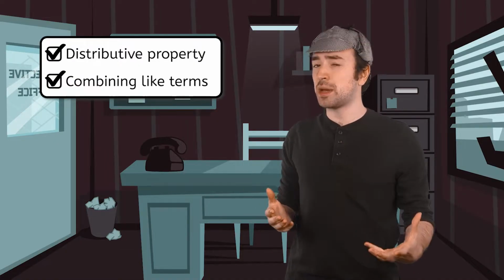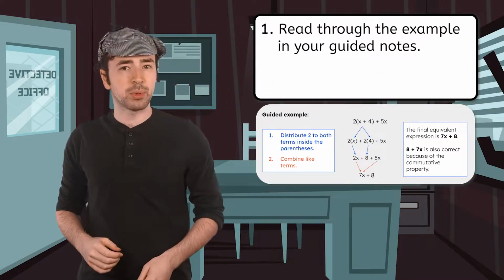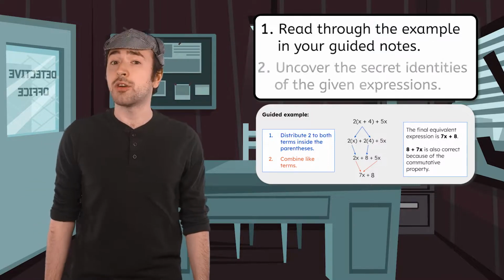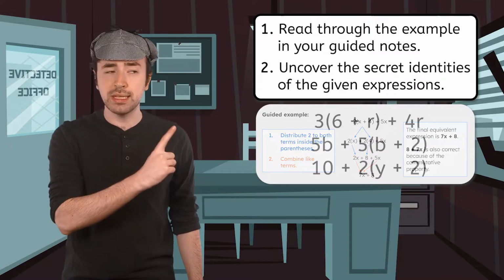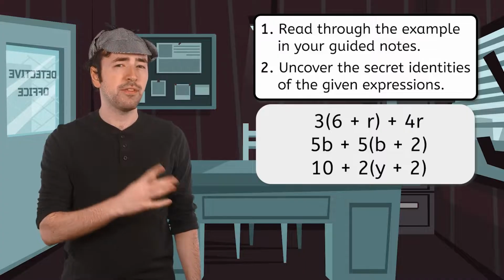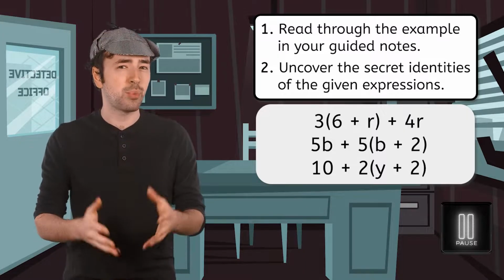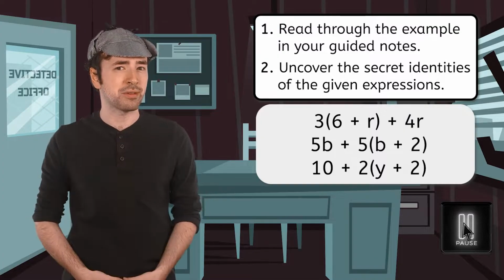Now that we're pros at combining like terms, we have the tools we need to reveal the most complex secret identities, those that use both distribution and combining like terms at the same time. Pause here to read through this example in your guided notes. Then put your math detective skills to work by uncovering the secret identities of these 3 expressions. Feel free to go back and use your notes and examples on each separate skill to support you in putting them together.